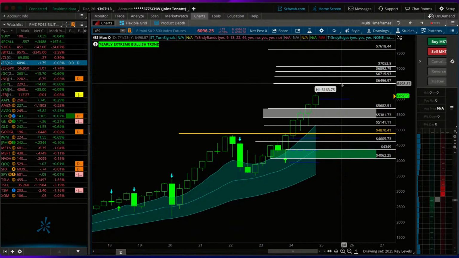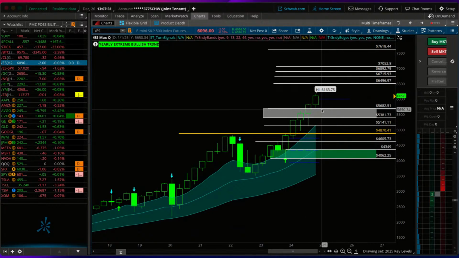The levels that you see above for the ES futures are Fibonacci extension levels. I have marked each level, the 236, the 382, the 50, the 618, and the 100.